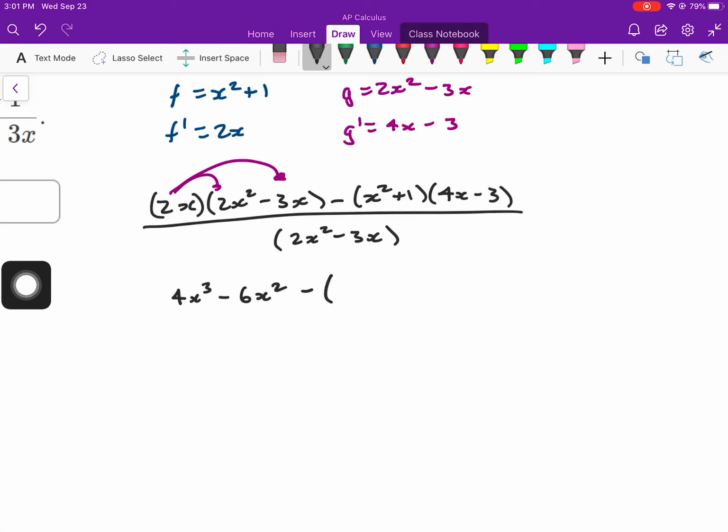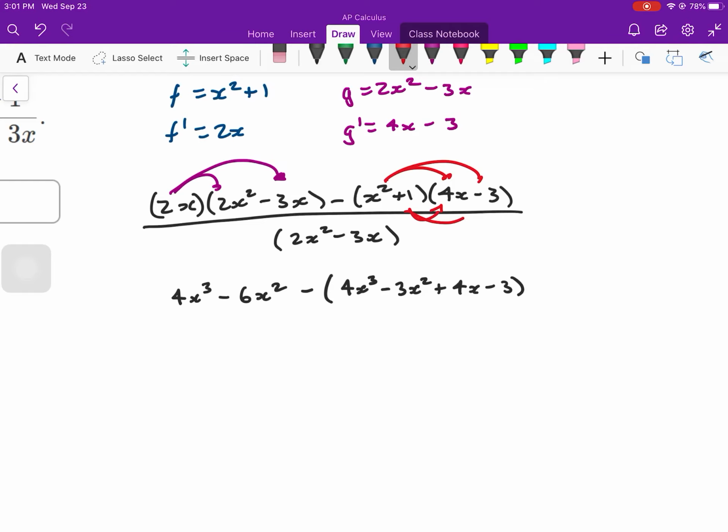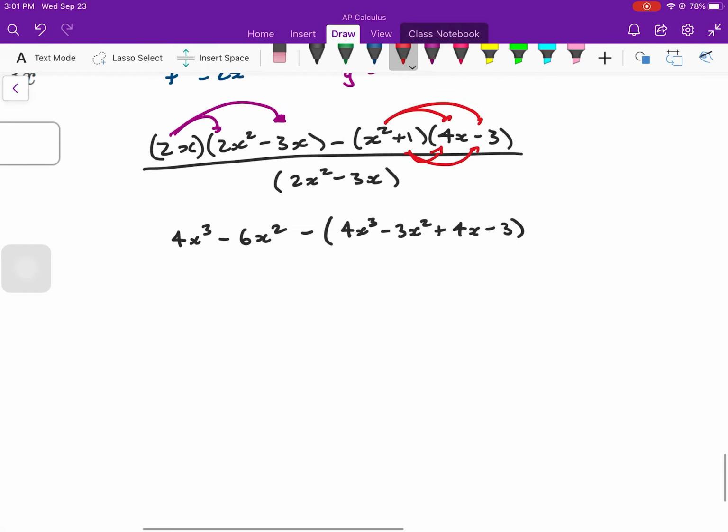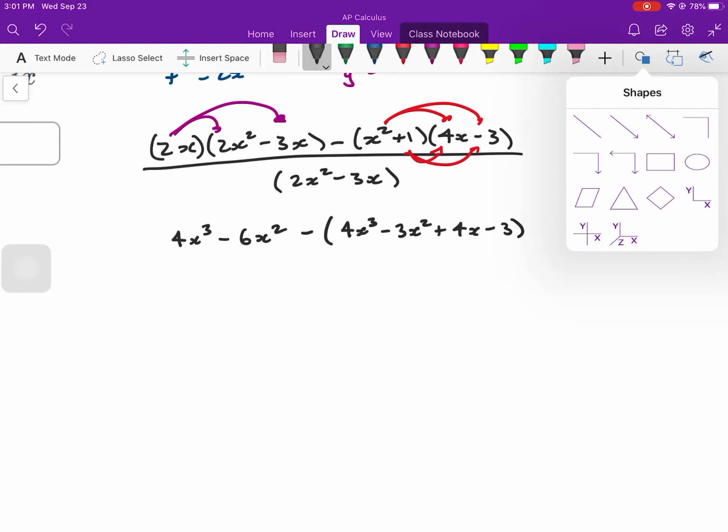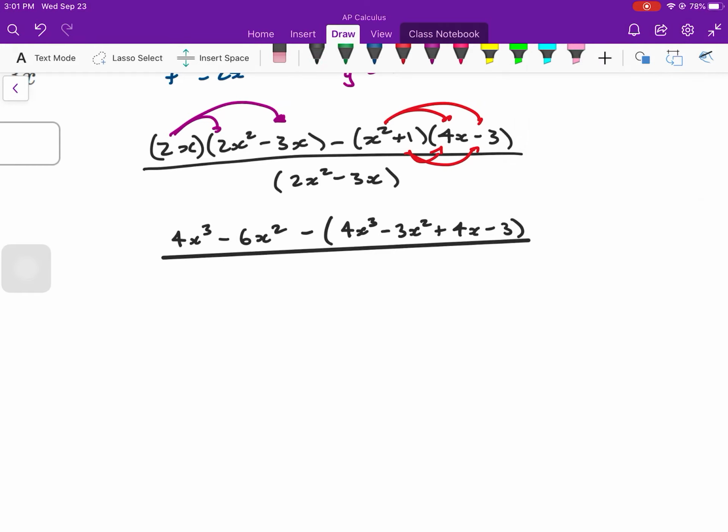So I'm going to go ahead and put a minus and then I'll distribute this over here. So if we FOIL that out, x squared times 4x is going to give me 4x cubed. Then minus 3x squared plus 4x minus 3. We actually have no like terms to combine on this one. So now what I'm going to do is distribute that negative, not until I put a giant fraction sign. I forgot to make this squared.